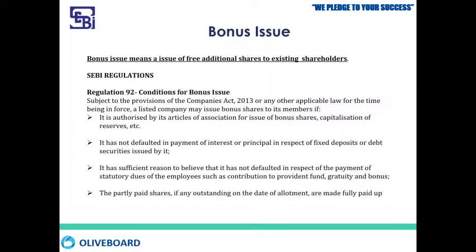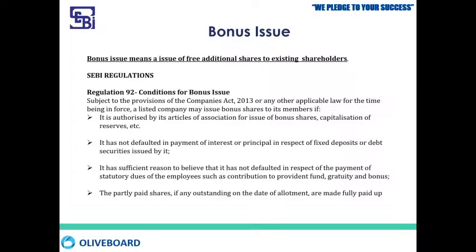Now, in a bonus issue, the corporates issue additional shares free of cost. Say, for example, I have 100 shares of Infosys. Infosys comes and says, whoever is my shareholder, please come. I'm going to issue additional shares in a 1:10 ratio, free of cost. So as a shareholder, for every 10 shares, I will get 1 share extra. Here the company will not receive any money from the existing shareholders. It is completely free of cost.